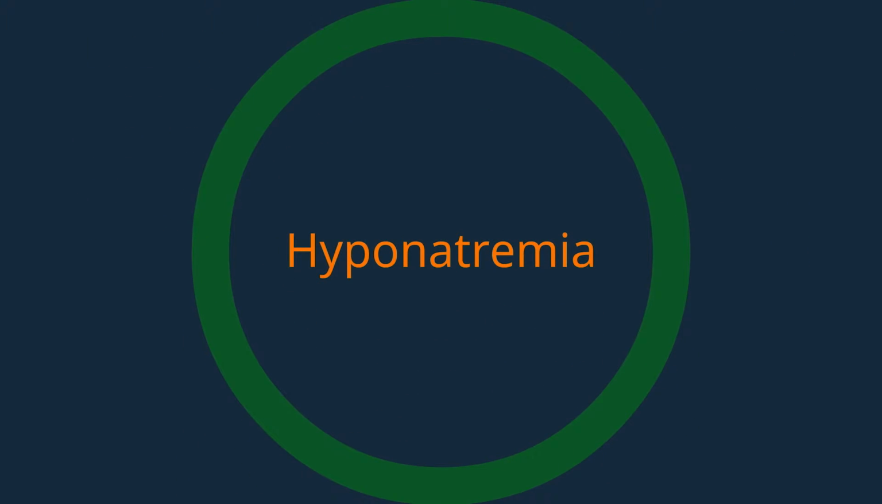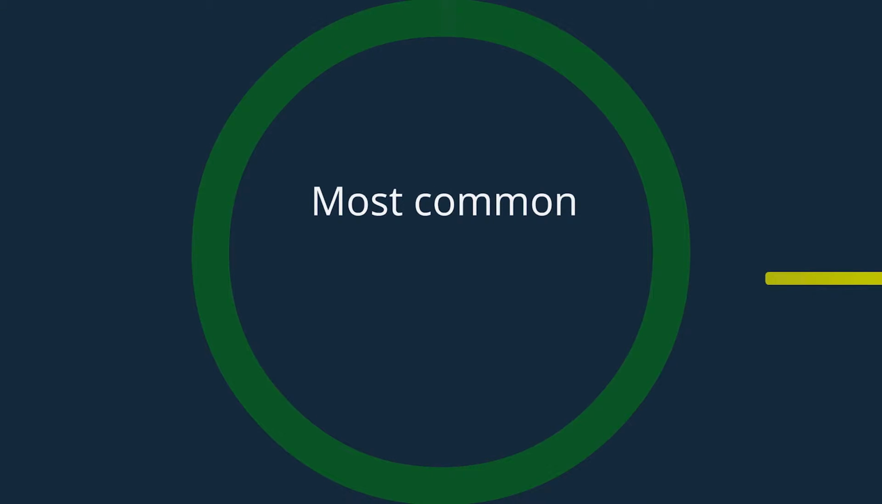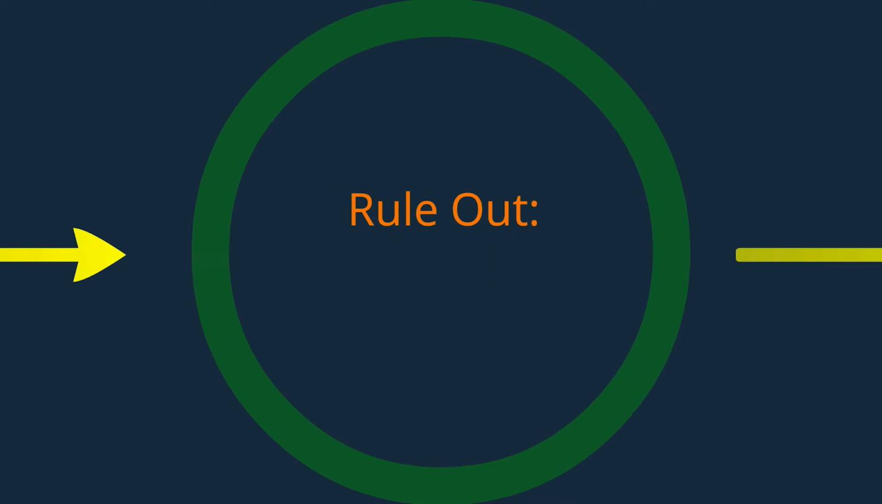Today we'll talk about hyponatremia. Hyponatremia is the most common electrolyte abnormality seen in the hospital. It's very important to know how to manage hyponatremia as it's seen in many different clinical entities. The first step, however, is to rule out pseudohyponatremia.